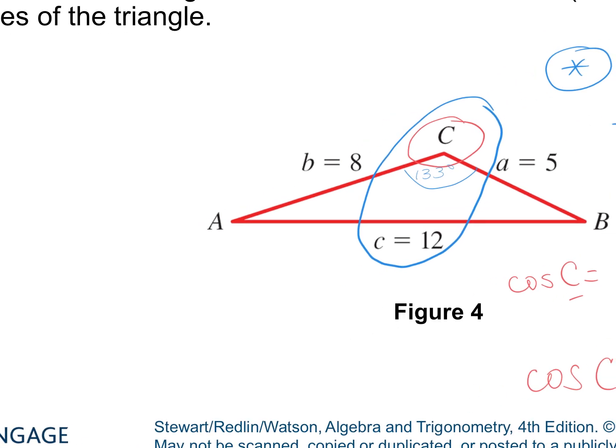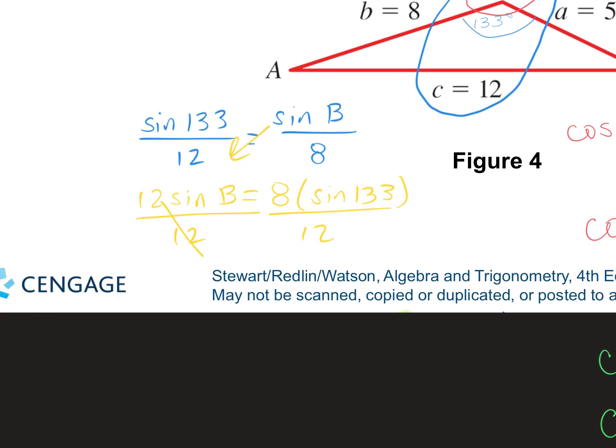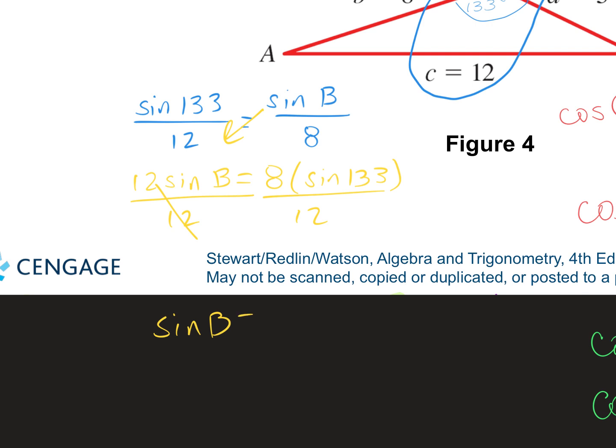Good. So we're going to say sine of 133 over 12 equals the sine of B, I don't know what it is, over 8. Have we done this 972 times? Yep. So 12 times the sine of B equals 8 times the sine of 133, and divide both sides by 12. So you come out with sine B is 8 sine 133 divided by 12.